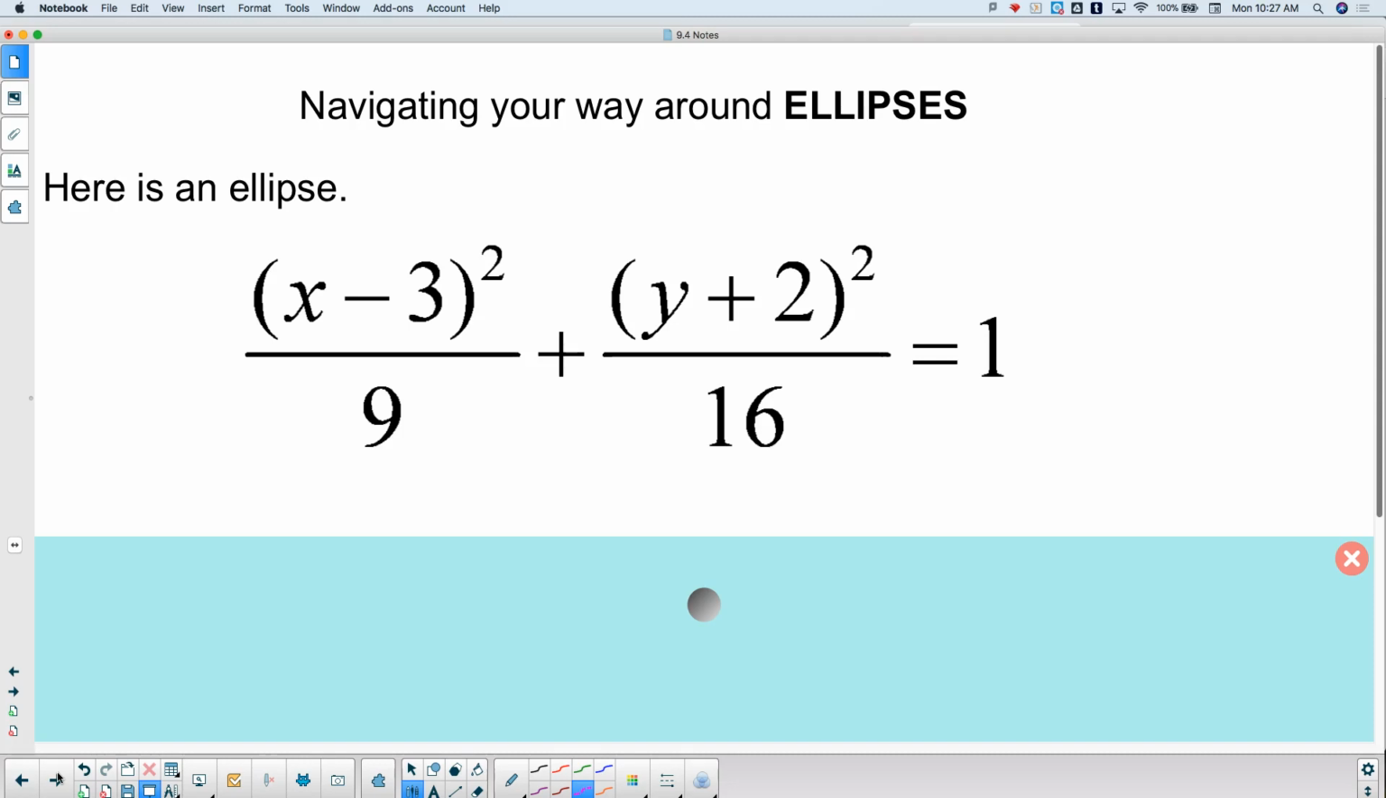Second condition that I have to look at then is the denominators are different. If the denominators are the same, it's a circle. Denominators are different, it's an ellipse. Okay? So this is an ellipse because we have an addition sign in between the squared ones. Next week we'll talk about hyperbolas, and they'll have a subtraction sign in between them. Okay?